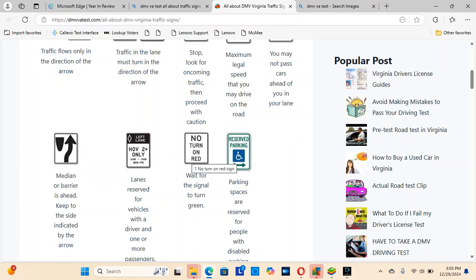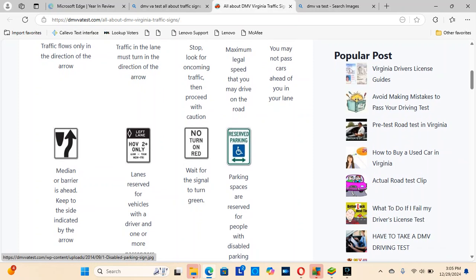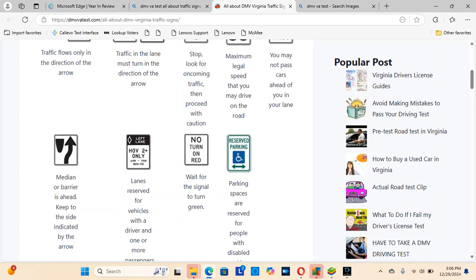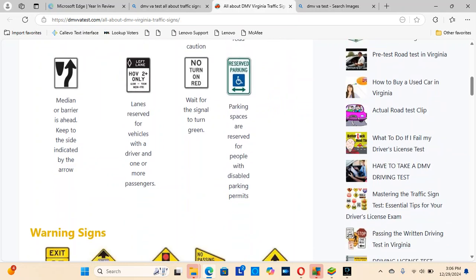Right or left turn on red, and you have to wait for the light to turn green. When you see this sign that's reserved for parking, this means handicapped parking only. That means only people that have a certified license plate that says handicapped or a handicapped sticker are able to park in the parking space.